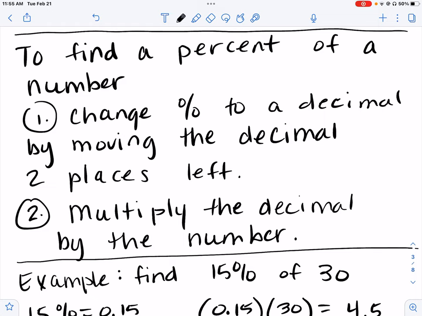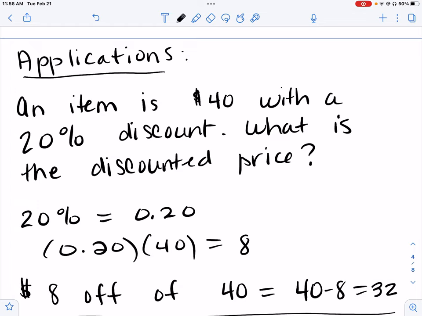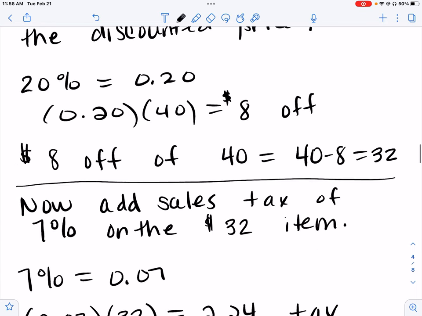An item is $40 with a 20% discount. What is the discounted price? Okay, so you would change 20% to a decimal, which is 0.20. So you would just multiply 0.20 times the $40 and get 8. Now that's $8 off. Okay, so that's $8 off of 40. So 40 original price, take away $8 discount is $32.